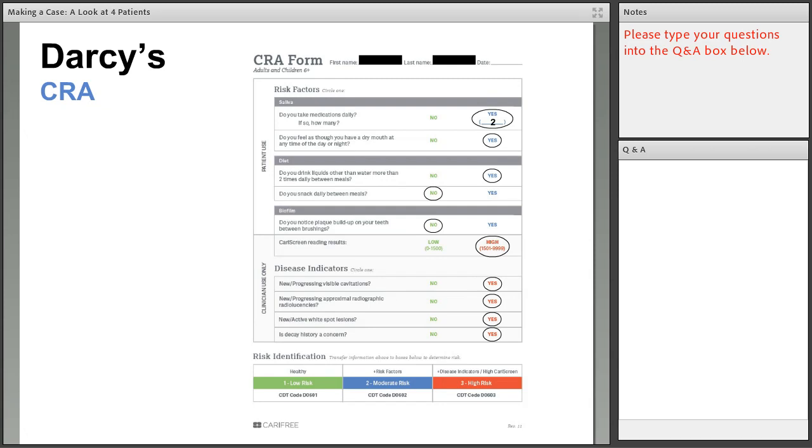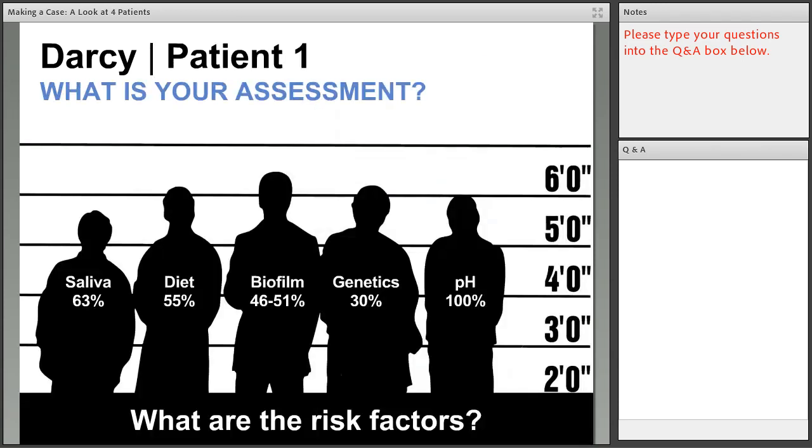So what's going to be your diagnosis for this patient? And if you answered high risk, you're right on the money. So this is a high-risk person. And now let's look at what is your assessment. So I kind of gave it to you there, but what are you looking at? Saliva, diet, biofilm.